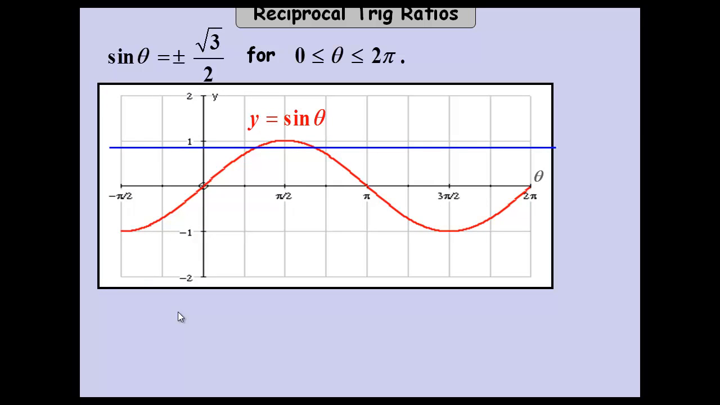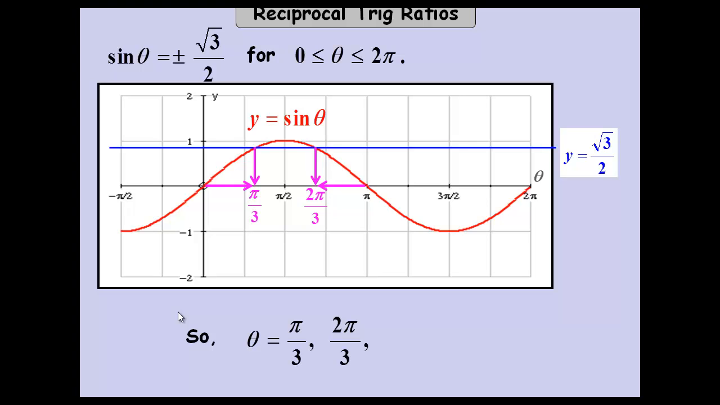Okay, so there we are. That's your positive root 3 over 2. You can see there's a value there. Well, if you put that into your calculator, you'll find that that's pi over 3. With sine, we get 180 minus pi over 3 as well. So in this case, it will be pi minus pi over 3, so we get 2 pi over 3.